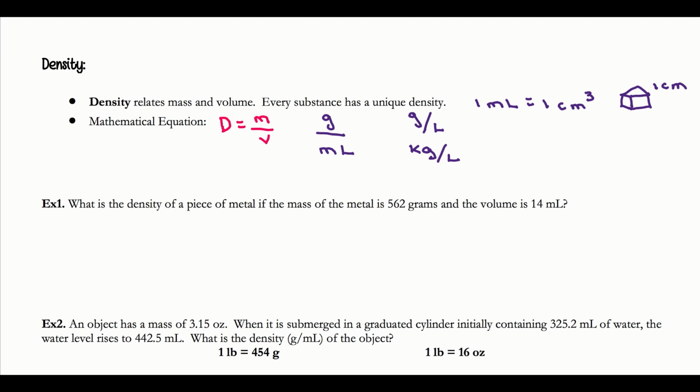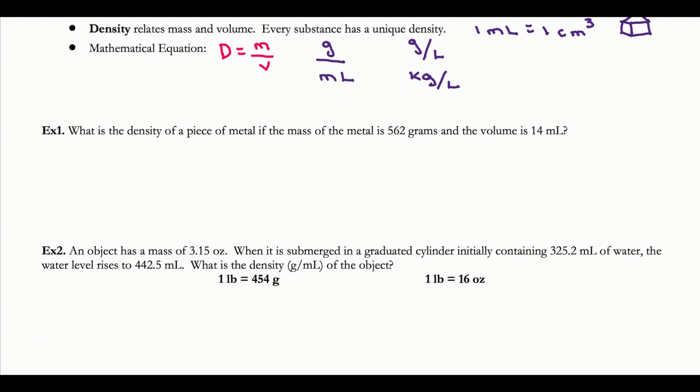Okay, so let's look at the first example. It says, what is the density of a piece of metal if the mass is 562 grams and the volume is 14 milliliters? So I'm solving for density, so I'm going to use my formula. I'm first going to put my unrounded value here. My unrounded value is 40.3, and I'm going to round a little bit, so don't go too crazy. My units are grams per mil, because I divided mass, grams, by milliliters.